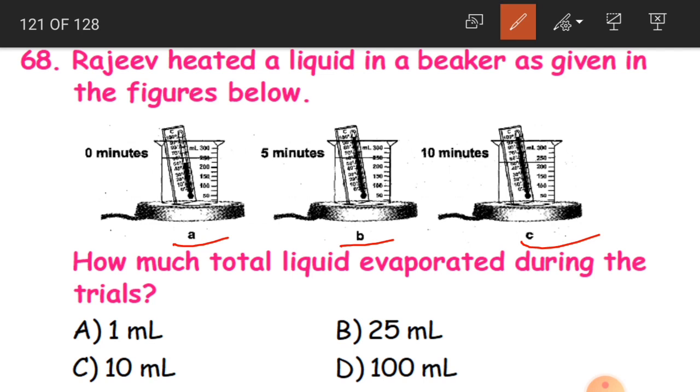So they wanted to do some experiments. So when you keep these three liquids taking equal amounts of water, and keeping them under the same room temperature, how much total liquid is going to evaporate? Is it 1 ml, 10 ml, 25 ml or 100 ml? Here you can see this, children. At 0 minutes it was here, the margin was shown here. At 5 minutes the reading was here, and after 10 minutes it has reduced a bit. And how much? Around 25 ml. Okay, 25 ml is the correct answer.